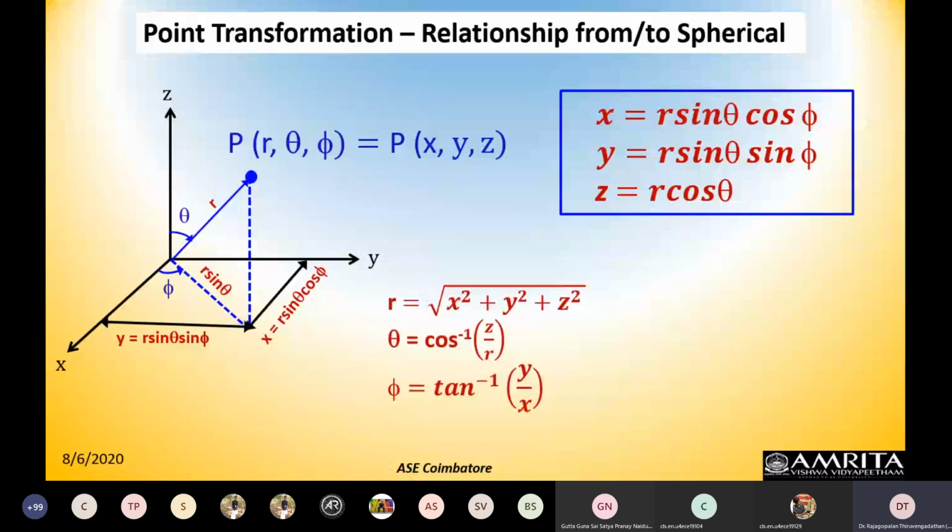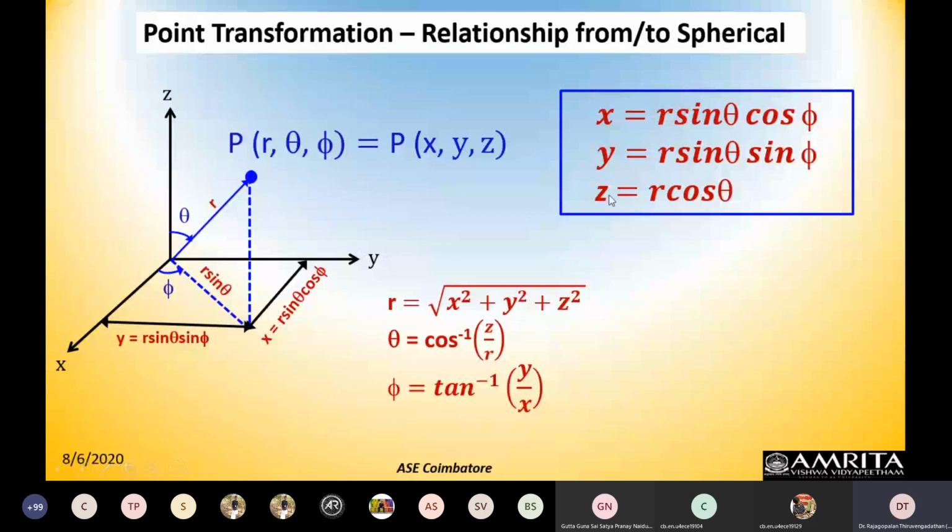And having said that, if I want to reverse this, knowing x, y, z and I want to know the equivalent representation in r theta phi, then this is how it is computed. The second one, r equal to square root of x square plus y square plus z square. You can put these 3 equations, square them and add them up. If I add x square and y square, it becomes r square sin square theta, and if I add z square to that, I can take r square out, sin square theta plus cos square theta becomes 1. Therefore, r equal to square root of x square plus y square plus z square.